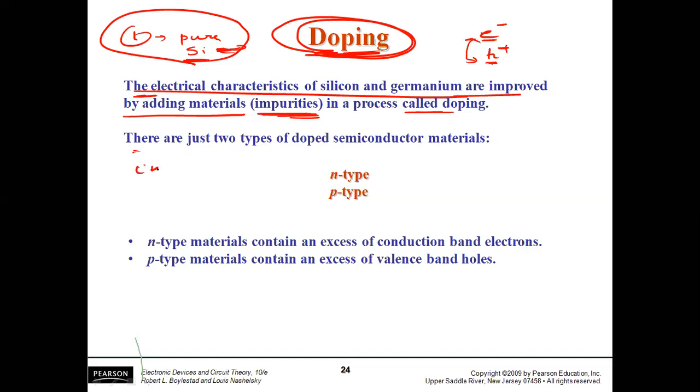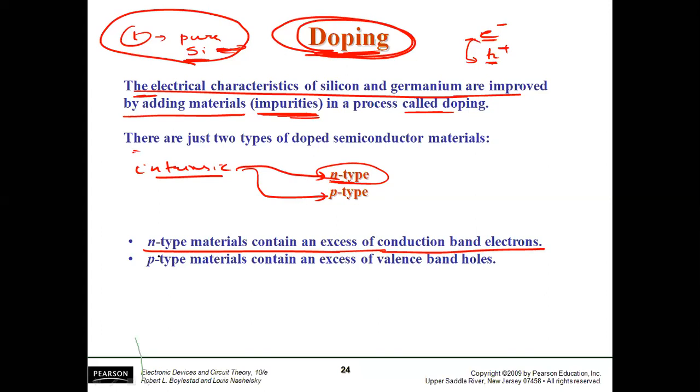The intrinsic semiconductors are doped, and we can have two different kinds of semiconductor. So the base material is intrinsic, and you can add impurities to this intrinsic semiconductor and create either N-type semiconductor material or P-type semiconductor material. N-type material contains an excess of conduction band electrons, as the name reflects, so we have more electrons in N-type semiconductor. And in a P-type material it will have an excess of valence band holes. So this is the main difference.